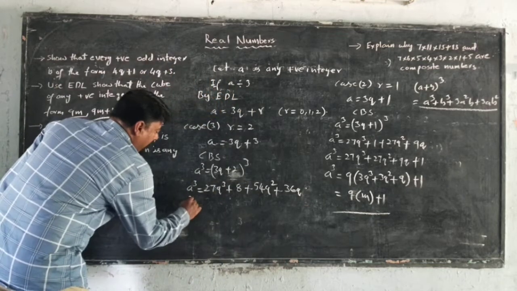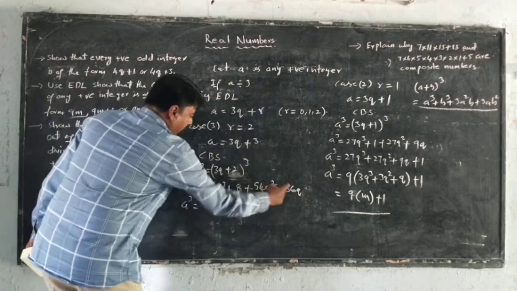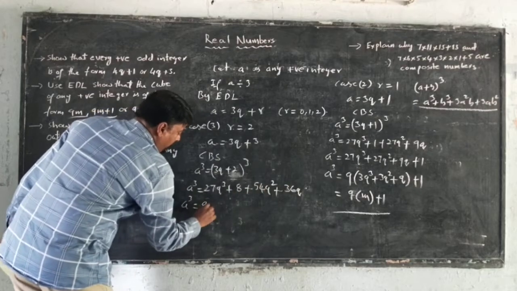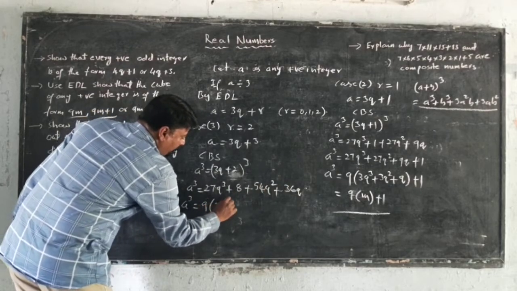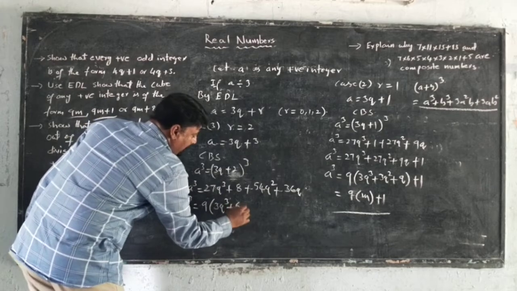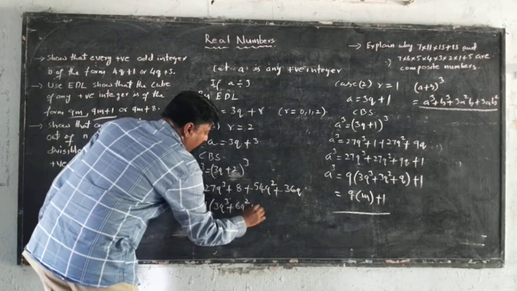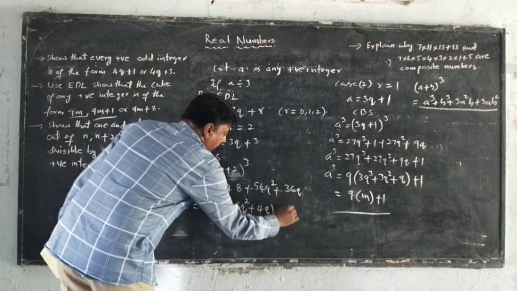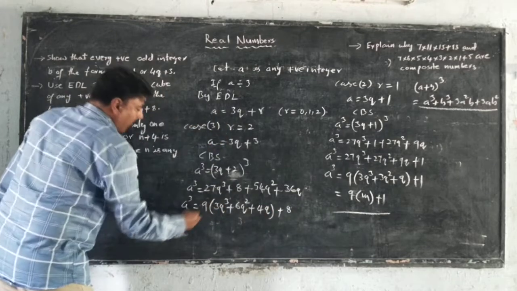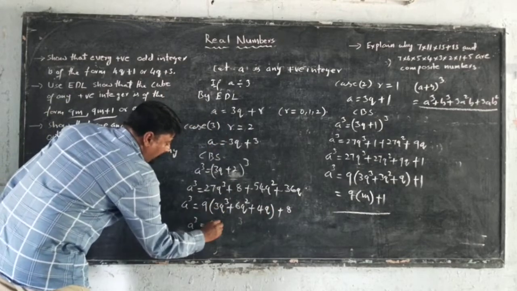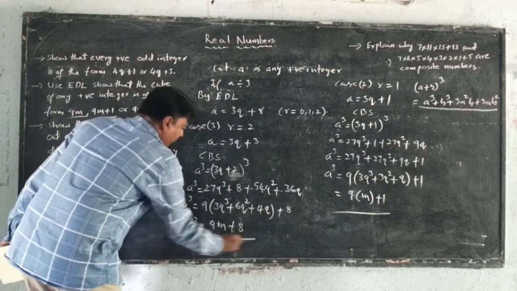So here also, a cube is equal to, if I make 9 common in these terms, 9 times (3q cube plus 6q square plus 4q) plus 8. Again this is in the form of 9 into something. Therefore a cube is equal to 9m plus 8.